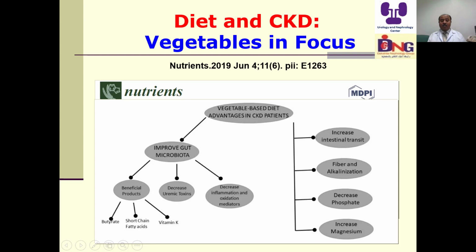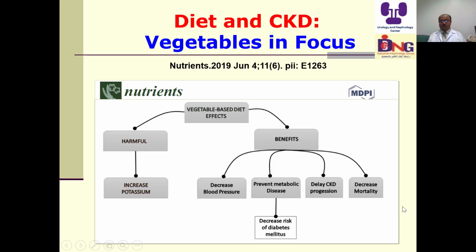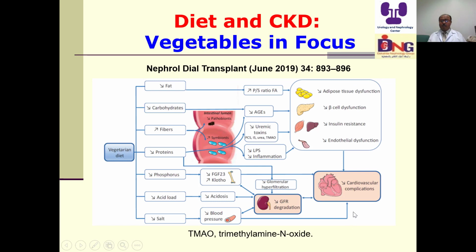And this is the advice for our patients in the early stages of CKD: encourage fruits and vegetables, and if they are treated with drugs that may lead to hyperkalemia, we monitor serum potassium. So a lot of benefits: decreasing blood pressure, preventing metabolic diseases, delaying CKD progression, and decreasing mortality. The only harm is increased potassium that we may measure.